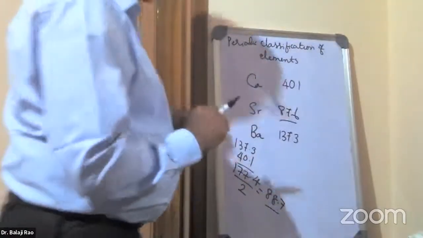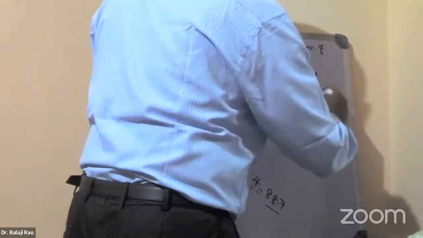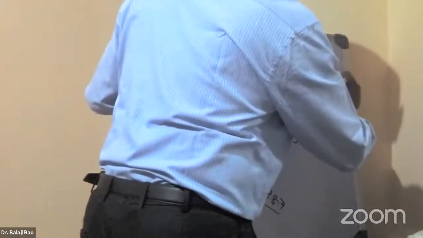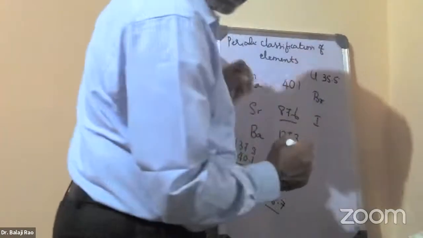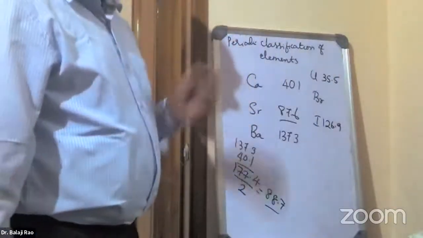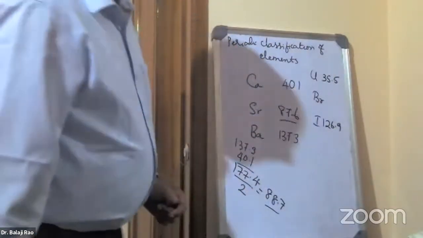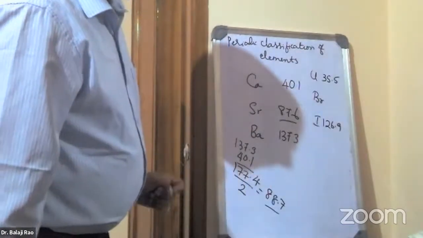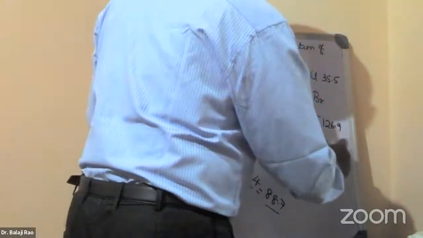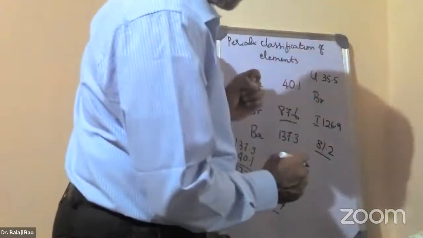I'll take one more triad for you. I would take chlorine, bromine, iodine. You can calculate. Chlorine is 35.5. Bromine, we will keep it. Iodine is 126.9. You can calculate and see what will be the value that you get. You will get a value of around 81.2, but the actual value is 79.9.